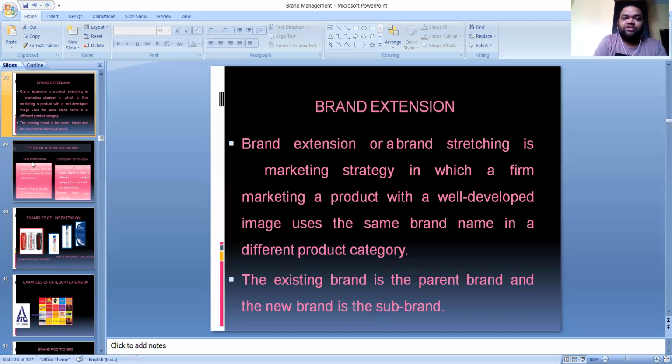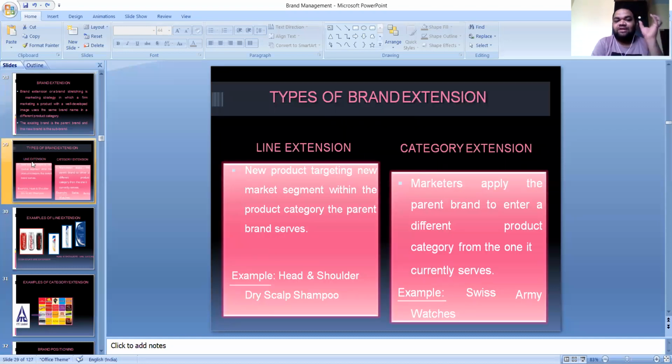Just coming to the types of brand extension: line extension and category extension. What is the line extension? It is a new product targeting a new market segment within the product category the parent brand serves. For example, there is already an established brand called Head and Shoulders. It's a shampoo, and Head and Shoulders is an established brand.